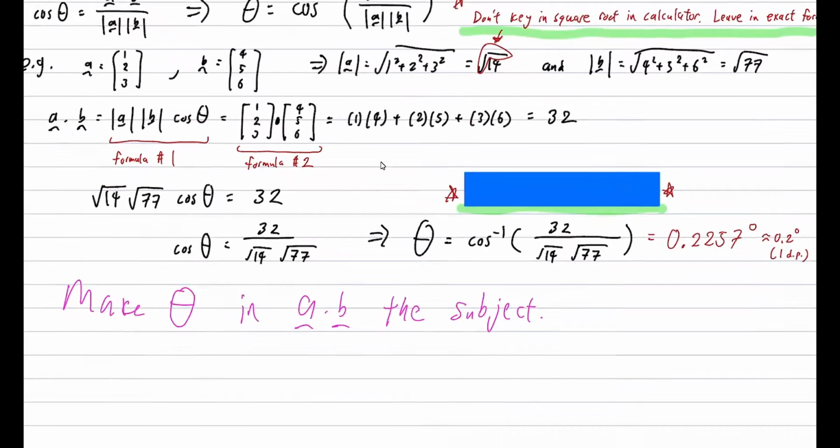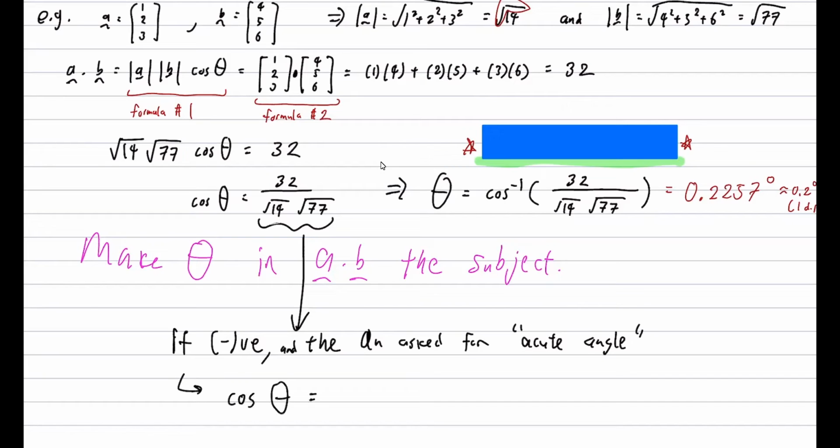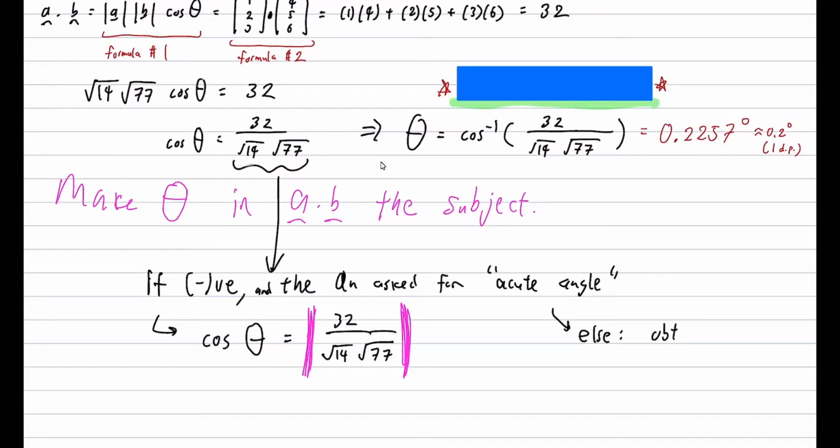Sometimes this value over here might be negative, and the question asks for the acute angle. What do you need to do? You have to modify the formula a bit, so it becomes cosine theta equals modulus of 32 divided by square root 14 square root 77. Can? Oh, modulus. If they ask for acute angle, you better modulus. Because what's the other case? Let's say that cosine theta is negative, else you are finding the obtuse angle.